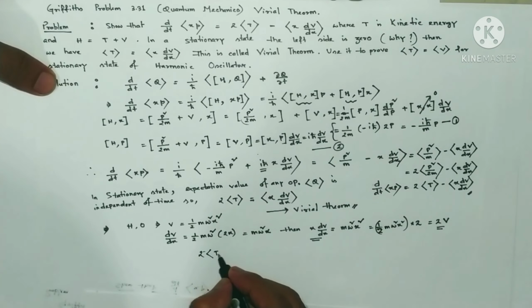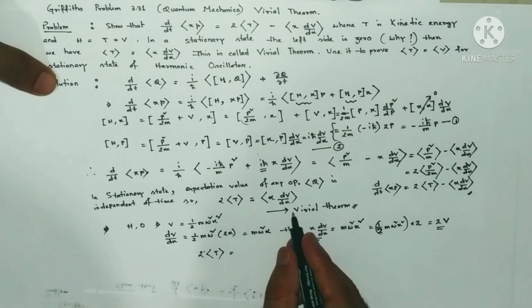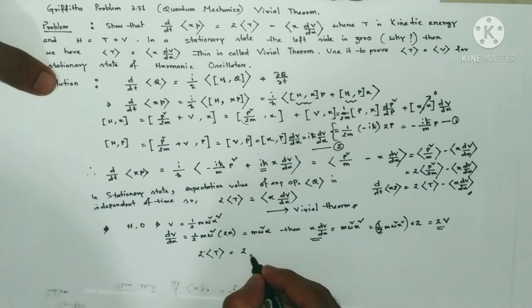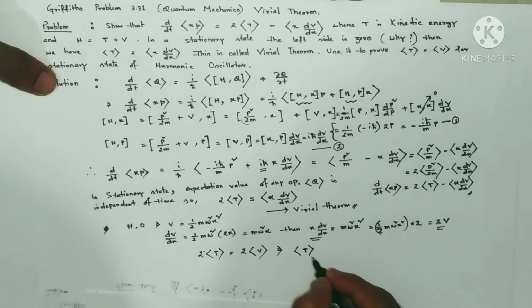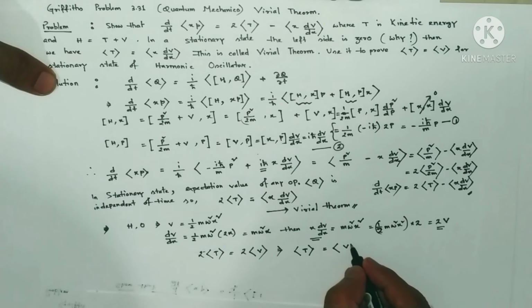2T equal to, for this value we will be replacing it with 2V. 2 and 2 will get cancelled, and we will be left with the expectation value of kinetic energy equal to the expectation value of potential energy.